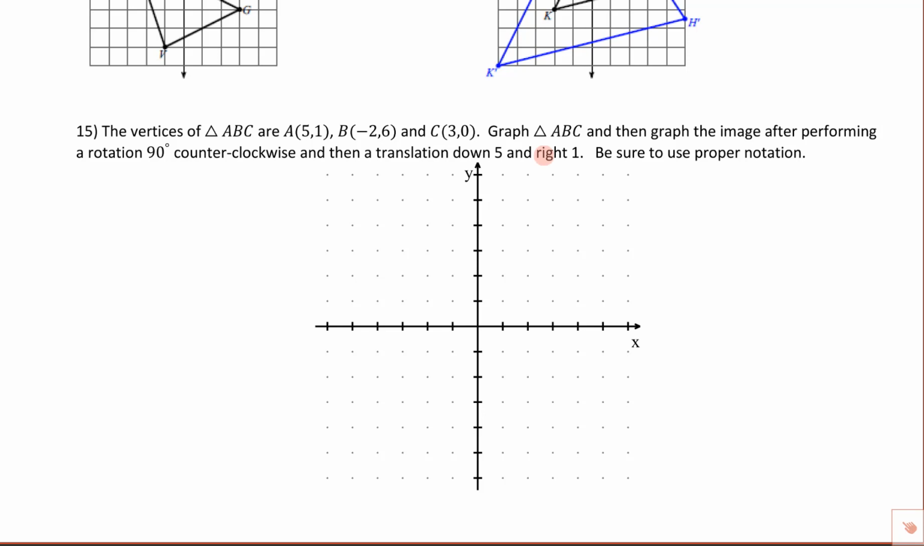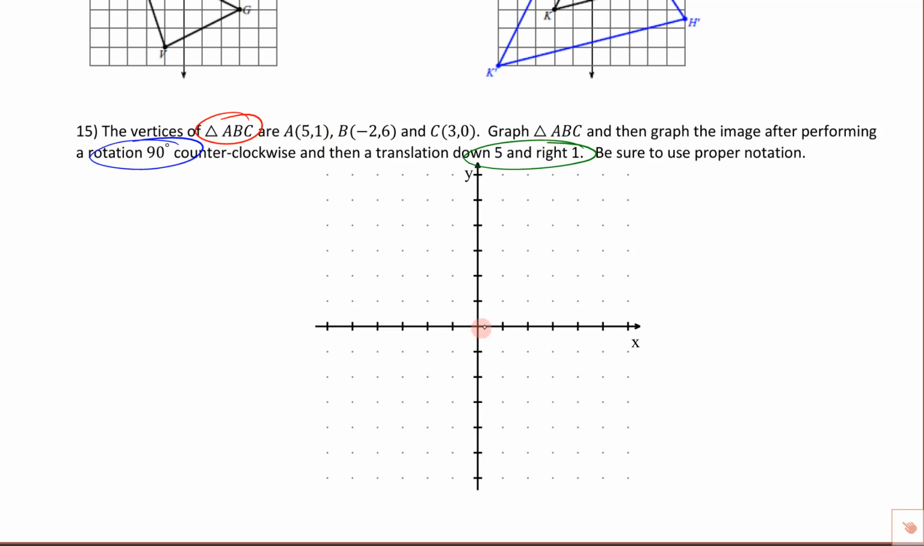So here's what I'm going to do to make this clear. I'm going to do this one in red. I'm going to switch to blue to do the counterclockwise rotation, and then I'm going to switch to green for the final translation. So that's the way we'll keep these straight, along with using the proper notation. So let's take a look here.